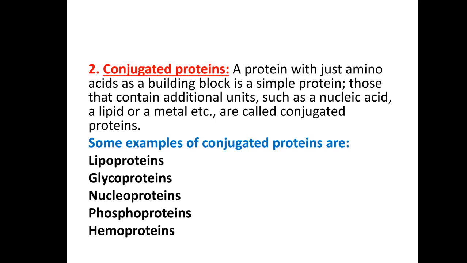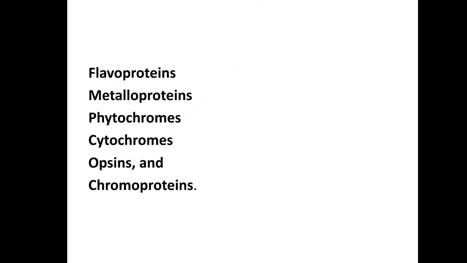So these are some of the important topics which are covered in class 1. In the next class I am going to discuss suitable examples of simple proteins and conjugated proteins in detail. So I hope you understand this class.